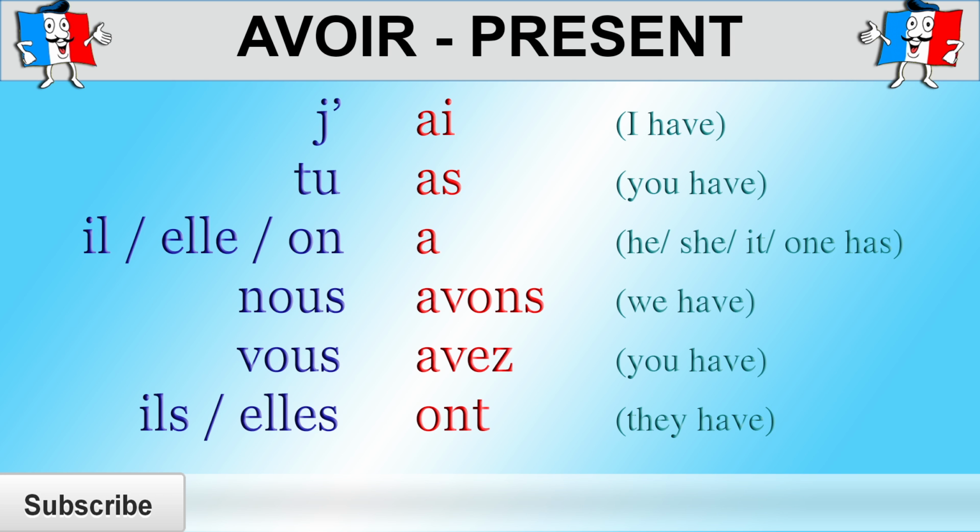Notice that you need to pronounce the N of on and the S of nous, vous, il, and elle when conjugating the verb avoir, because when conjugated, the verb avoir starts with a vowel. This is called making the liaison. For more information, click on the info card that will pop up now.